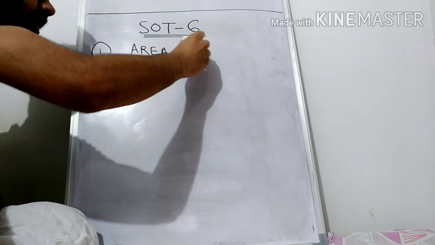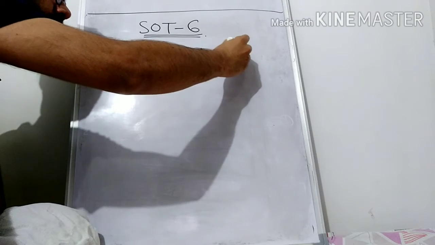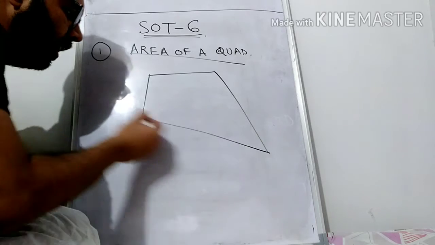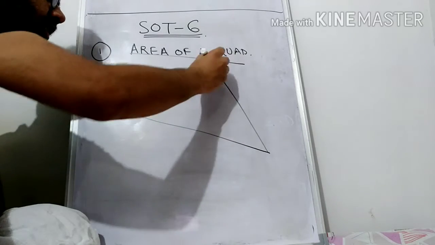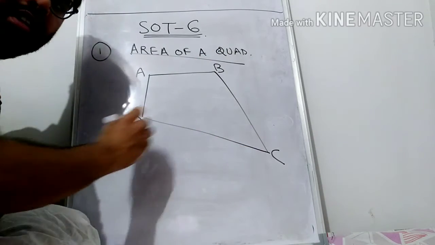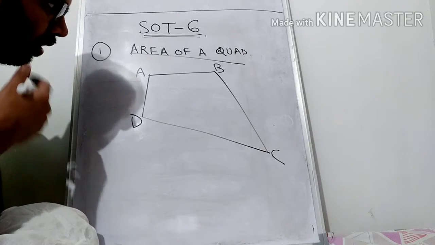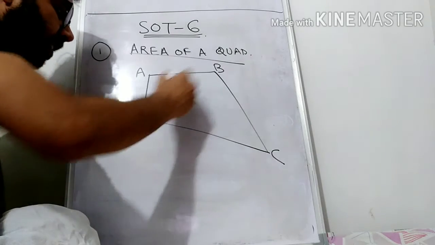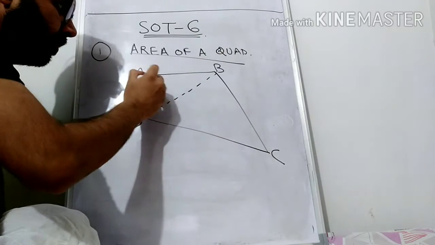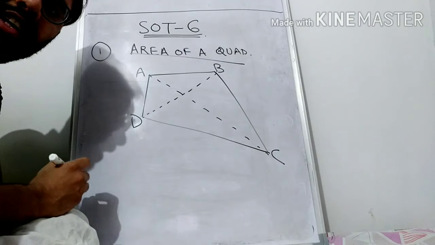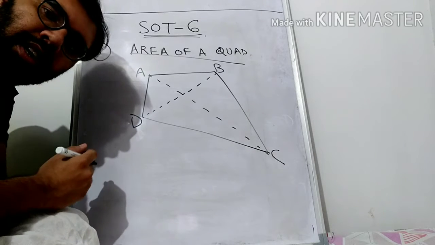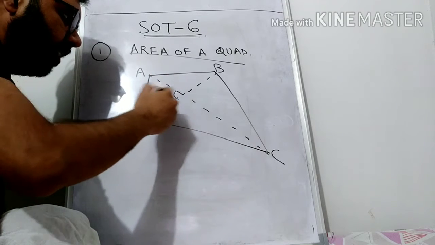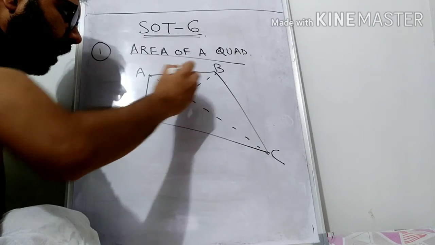How do we calculate the area of a quadrilateral whose sides are given to us? Suppose we have a quadrilateral like this, which has four vertices A, B, C, and D. The diagonals will form BD and AC. We are interested in finding the area of this quadrilateral. Suppose this angle is alpha. In that case, this angle will become pi minus alpha.